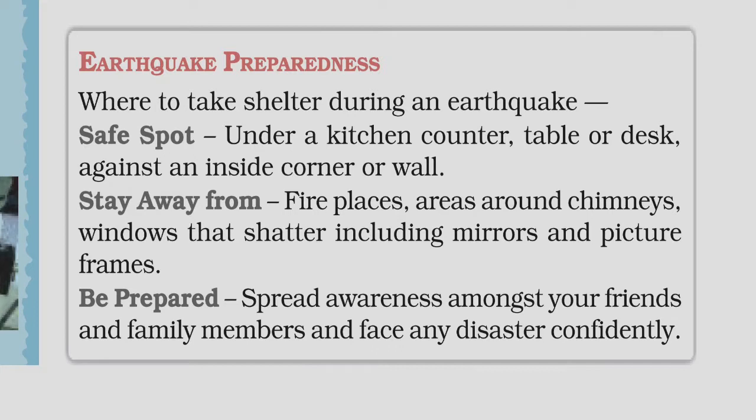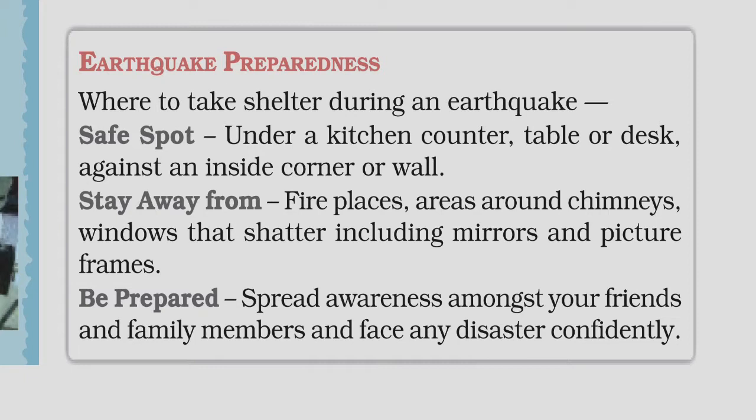First is a safe spot. That means under a kitchen counter, table or desk, or against or inside the corner of a wall. Second is to stay away from places like fireplaces and the areas around chimneys, windows, and things that shatter, including mirrors, picture frames, etc. Third is to be prepared. That means we have to spread awareness amongst our friends and family members, and be ready for facing a disaster.